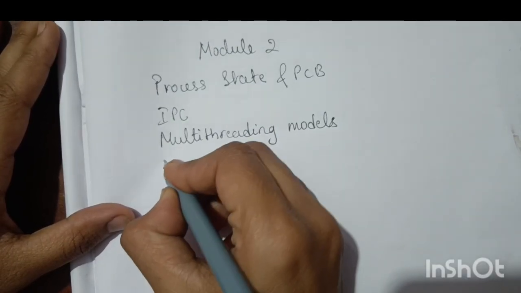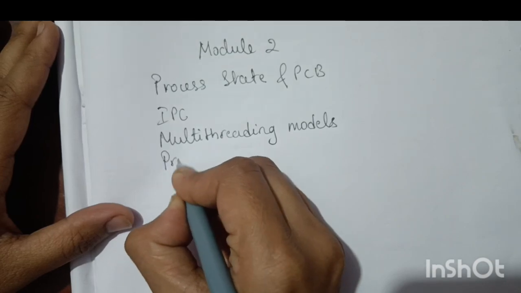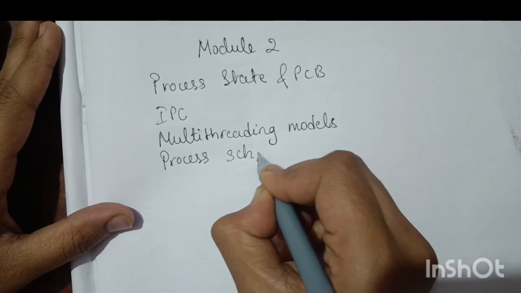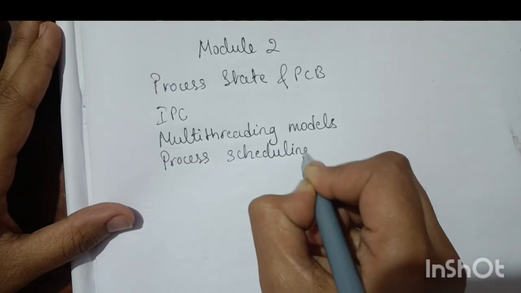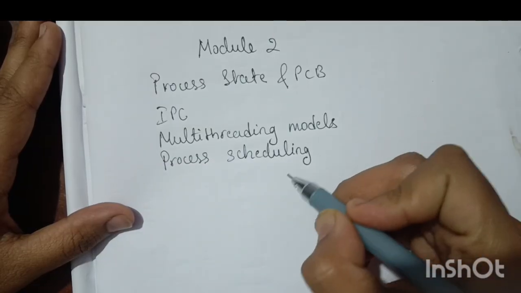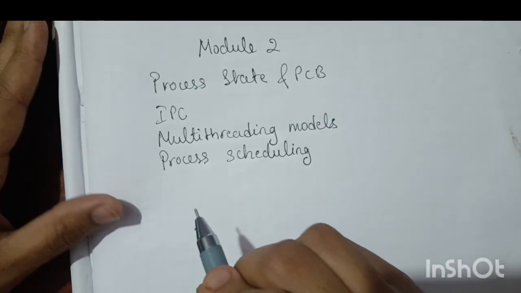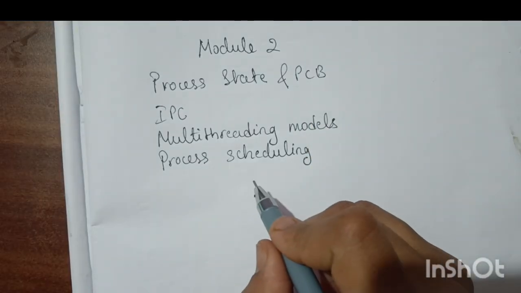Then the next important question is, there is always one problem from this. They are none other than scheduling algorithm problems. So process scheduling problems we have. So these are the four main concepts in your module 2.